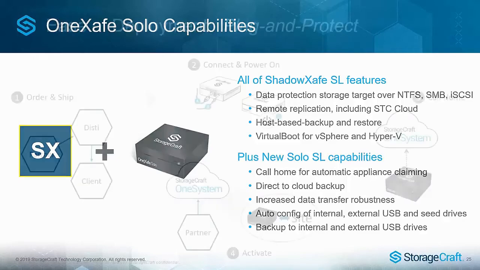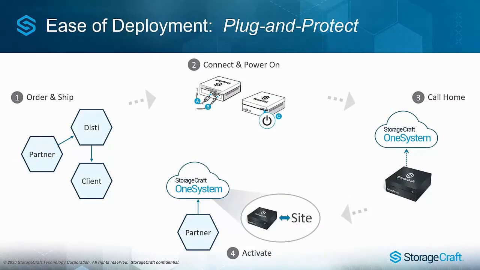But when we start looking at the ease of deployment, this is probably the bit that I think is the key: it literally is an order and ship process. You place an order, and it goes from the partner to the disti to the client. You can ship it to yourself or directly to the customer; that's up to you how you want to order them. But the key process is connecting and powering the box on: plugging in the Ethernet and the power cable, and turning the machine on.